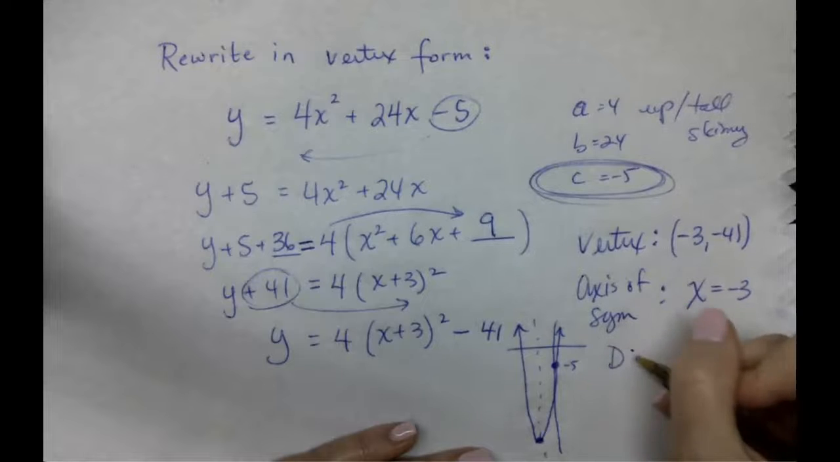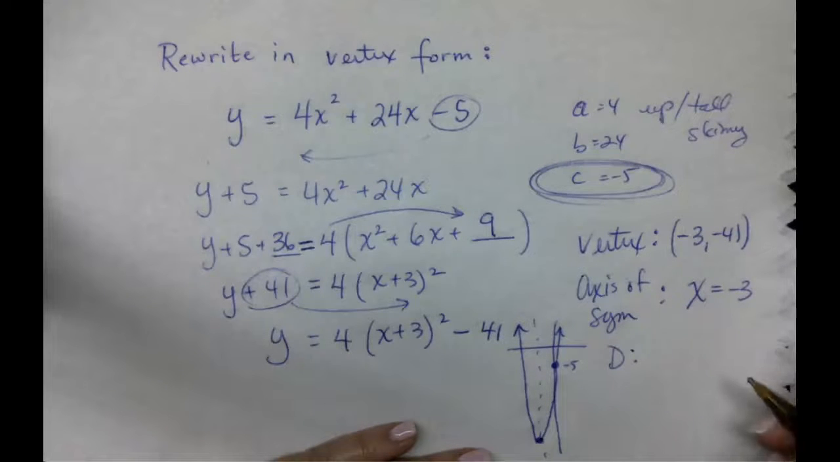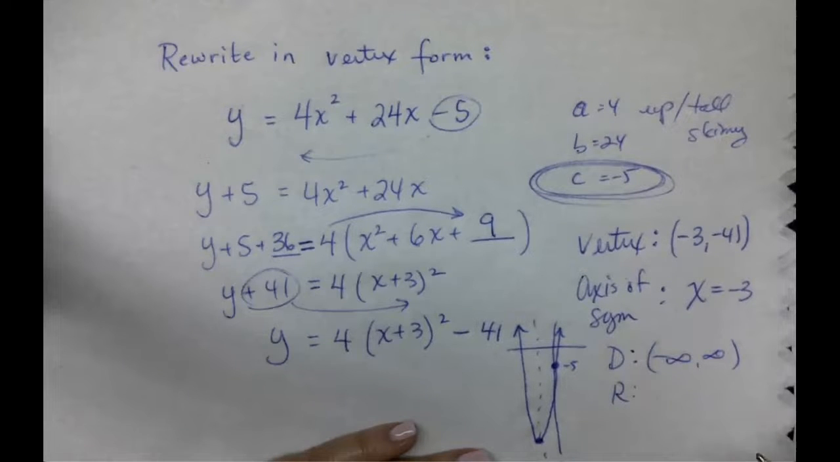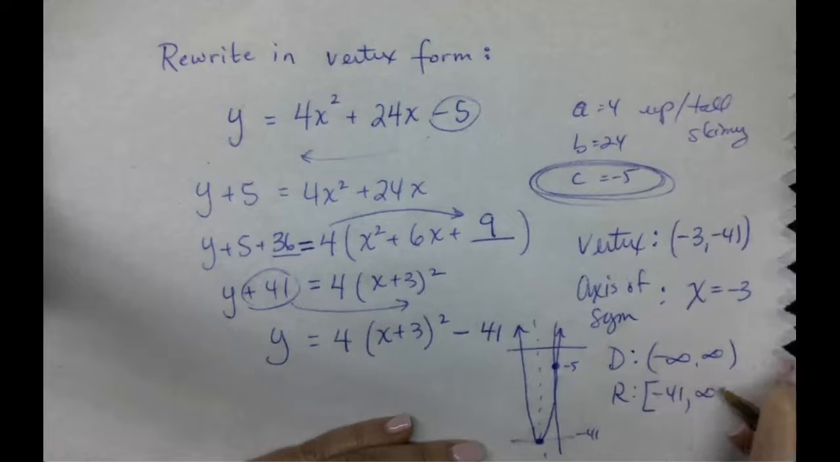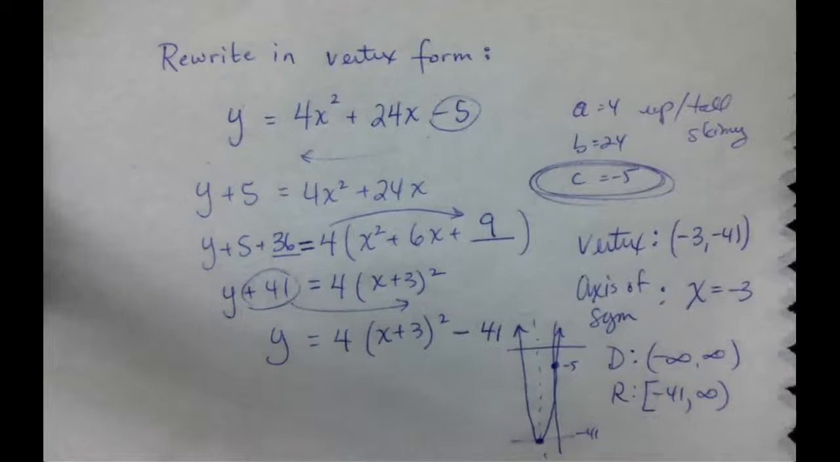Now, what would the domain be? What would the domain be for every single parabola that we've ever talked about? It would be negative infinity to positive infinity. And the range on this guy, bottom to top, it starts down here at negative 41. So bracket negative 41 and everything bigger. So rewriting in vertex form, that's the last thing.